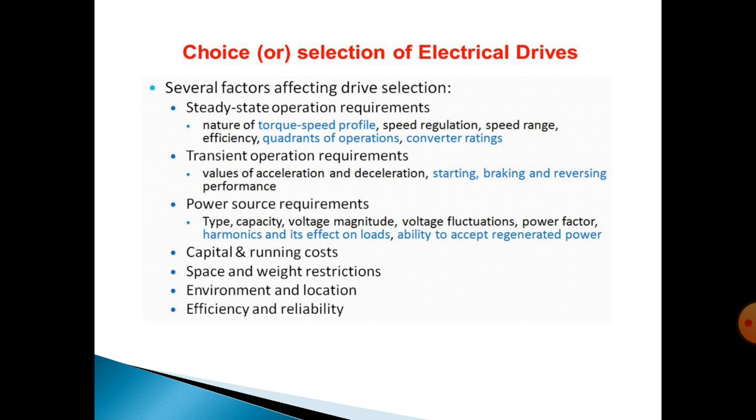And the third one is requirements related to the source. In this point, which type of source we have to use. And next one is magnitude of voltage and voltage fluctuations, power factors, and harmonics. These are the important considerations of requirements related to the power source. And the fourth one is capital and running cost, maintenance needs and lifespan. And the fifth one is space and weight restrictions. And next one is environment and location. And finally, motor efficiency and reliability. These are the main considerations of choice or selection of electrical drives.